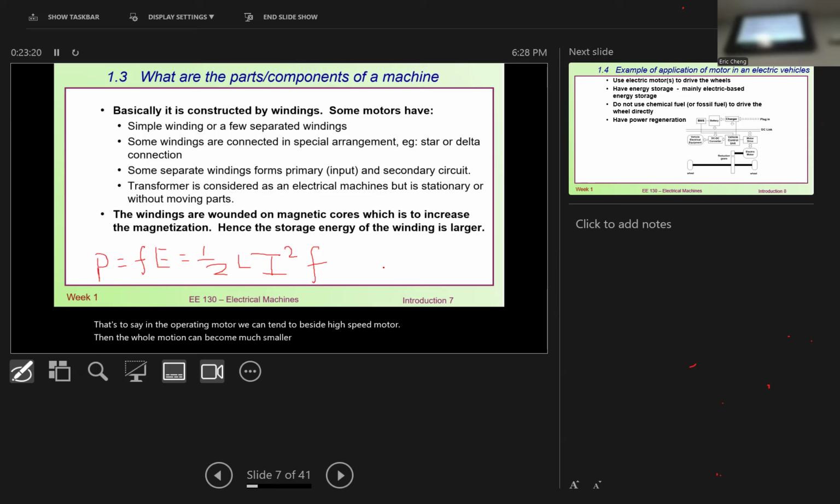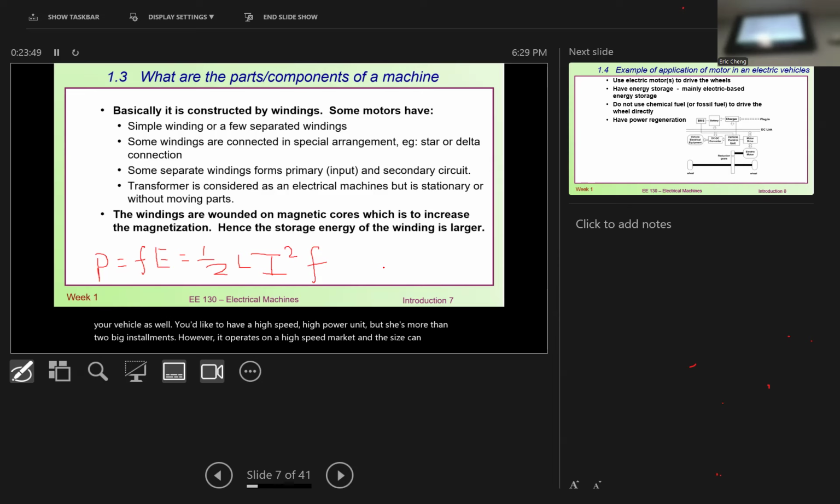Then in the future, if you want to operate a robot, you cannot afford to build a huge motor. Then you can put in a high-speed motor. In this case, the motor becomes much smaller in size. The whole robot can be much lighter, even the electric vehicle as well. We like to have high speed, high power units, but if the motor is too big, it's nonsense. However, we operate high-speed motors, and the size can be small.